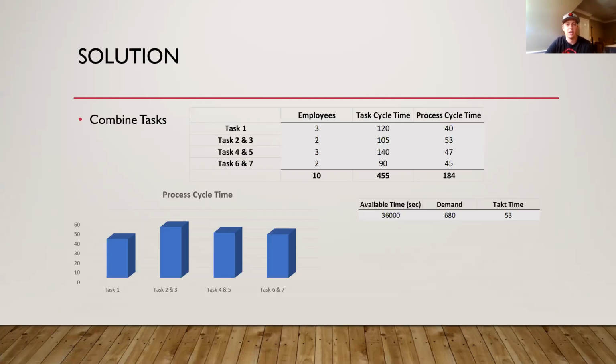Additionally, with a takt time of 53, that allows the Lean Sandwich Shop to even increase their production capacity from 600 sandwiches to 680 if needed. So again, not only are we able to reduce our headcount, but we're able to increase our production capacity as needed. So just a big win, really simple solution, and calls for some good savings.